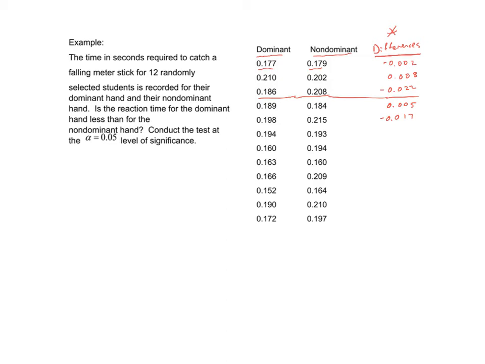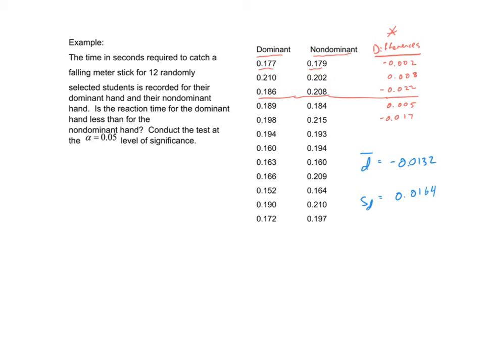Okay, so then this new column, the red column, you can certainly type in your calculator if you want to, or in Minitab if you have it there, but we need the mean and the standard deviation of the differences. Okay, and I'll tell you what that is. D bar is equal to negative 0.0132, so really small, and then the standard deviation, S sub D, of the differences is 0.0164.